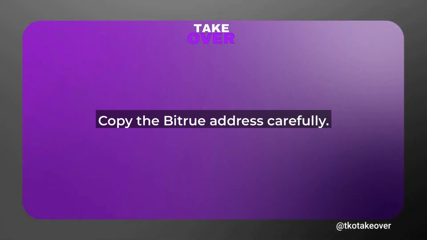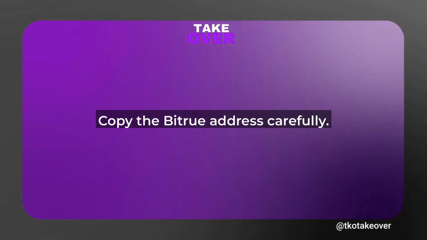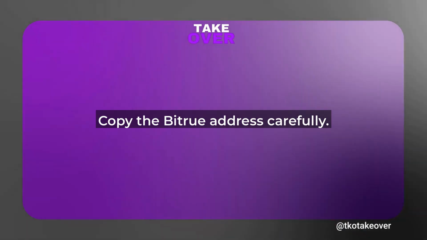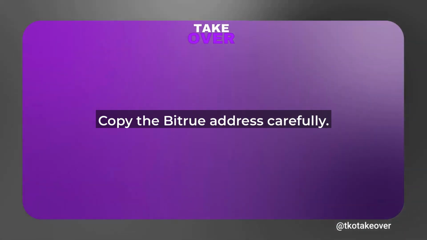Next, head over to your Bitrue account on their website or app. Go to your wallet section and find the deposit option for XDC. This will give you a unique wallet address. Copy that address carefully, as it's like a digital key to your funds.